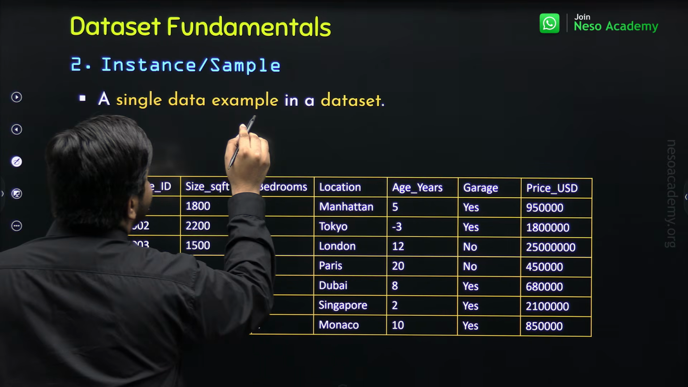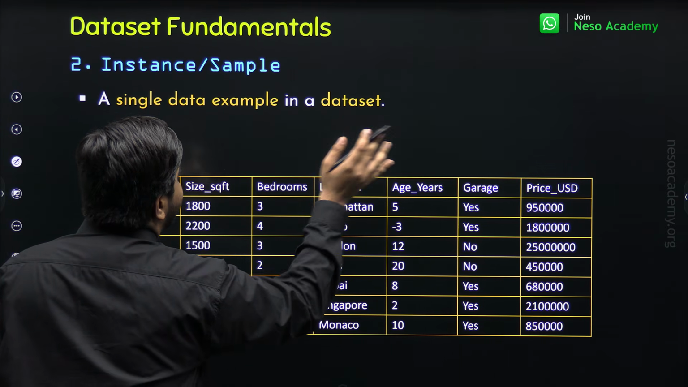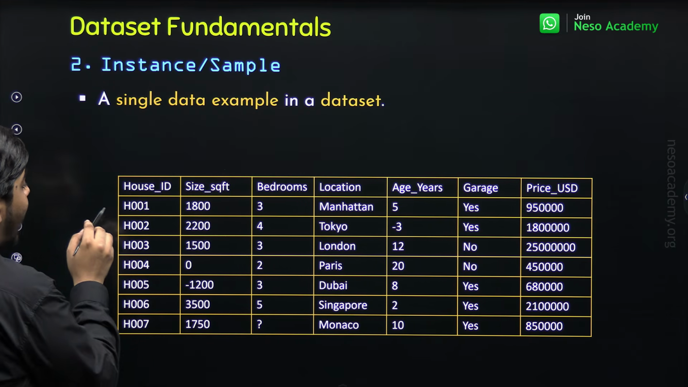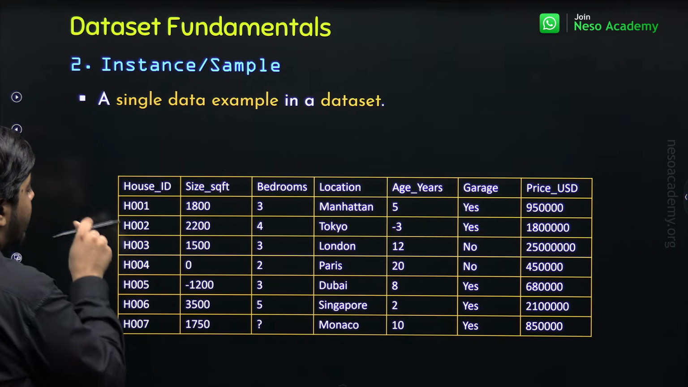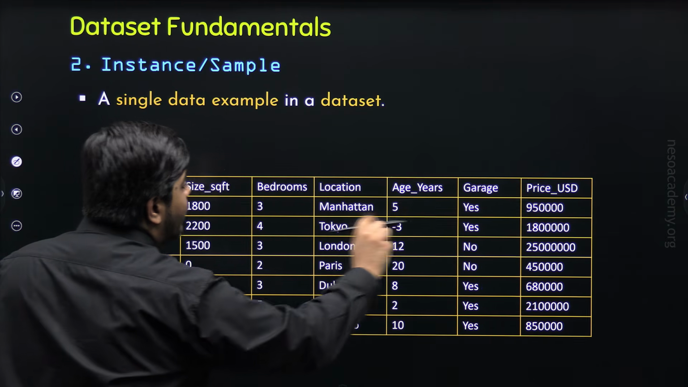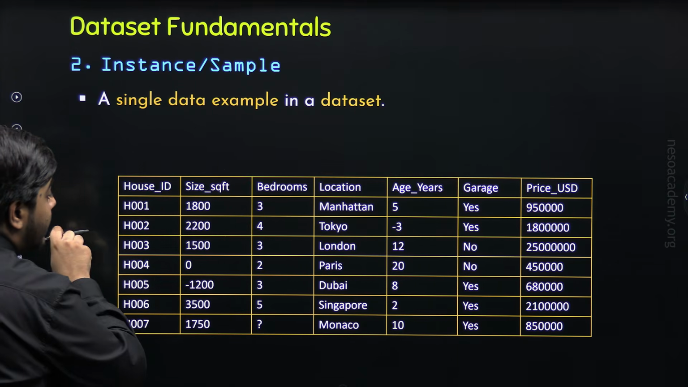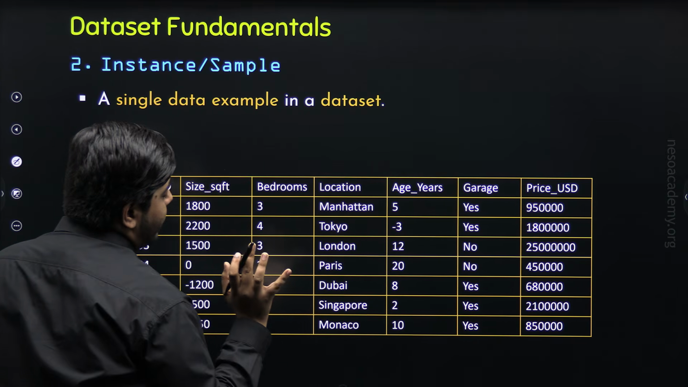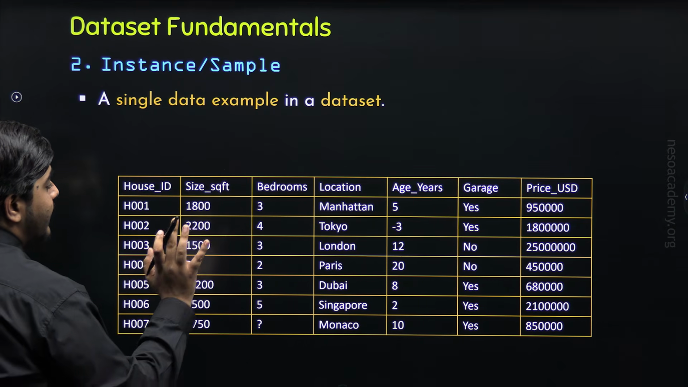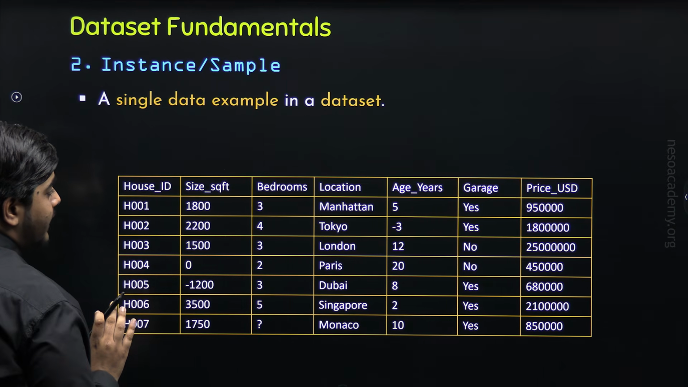A single data example in a dataset is called an instance. So in this particular dataset, you can see we have multiple data examples. This entire row is a data example. This entire row is also a data example. This entire row is also a data example, and so on. That means we have multiple data examples in this particular dataset.